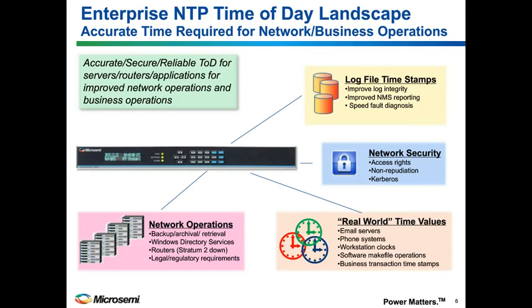That's probably the number one reason why people actually synchronize networks. But working your way around network security, in Windows alone, Kerberos is used for authentication. Steve's actually going to talk a little bit about that. And then we get down to real-world time values, network operations, a lot of things that probably look very familiar to you. So I just kind of pick out a couple, the legal regulatory requirements and business transaction timestamps. Let's look at those for a moment.